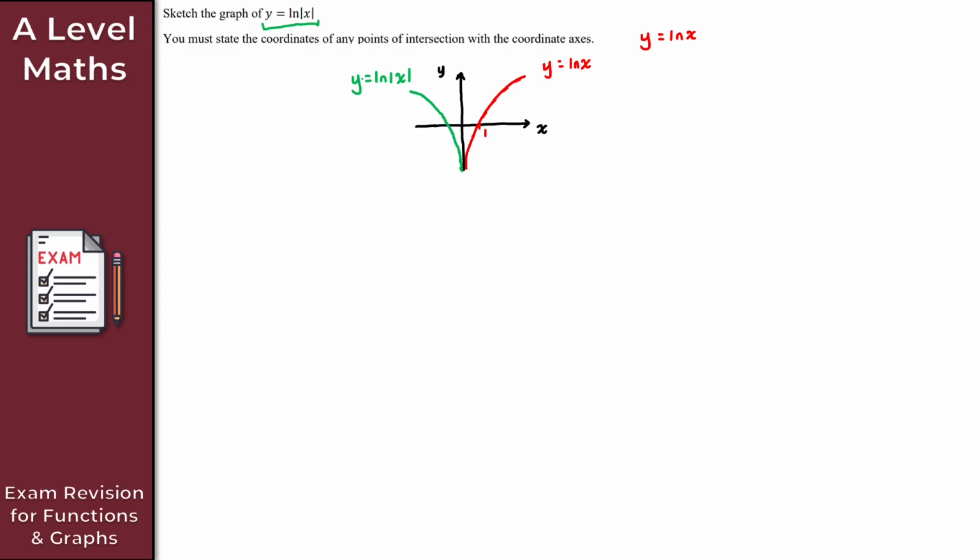Okay. So the only thing that we're missing here then is the coordinates of the points of intersection. If y equals ln x cuts through at 1, y equals ln of the modulus of x will cut through at -1. So this point of intersection here is (-1, 0), and that one obviously being (1, 0). But there we have it. So hopefully quite a nice easy question really, nothing too challenging. So that gives us the solution to question 3.